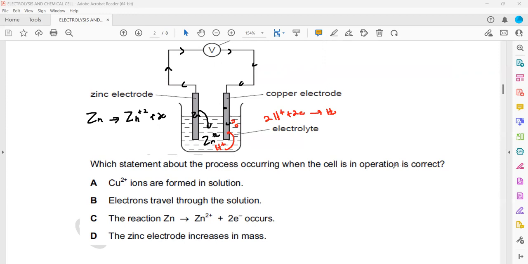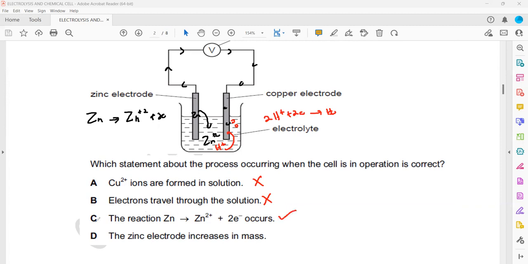is correct? Copper ions are formed in the solution. Copper ions are not formed in the solution. Why? Because copper ions can only form if copper was losing electrons. But copper is not losing electrons. Zinc is losing electrons. That's why copper ions are not formed. Electrons travel through the solution? Electrons cannot go through the solution. Electrons can only move through the wire towards the respective electrode, but they cannot move through the electrolyte. Then the reaction: zinc atom changes to zinc ion.